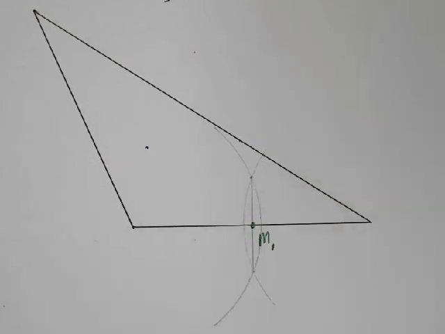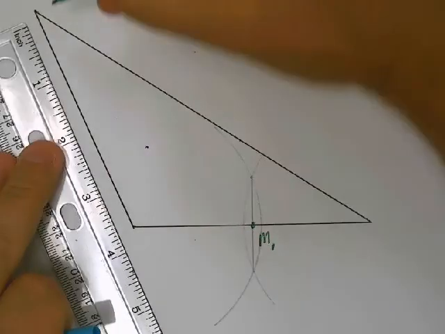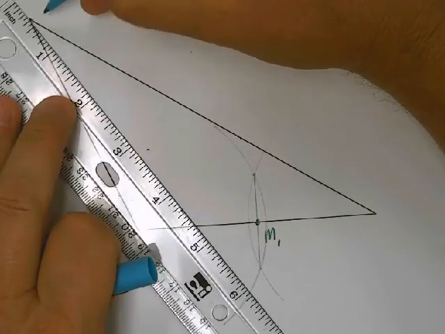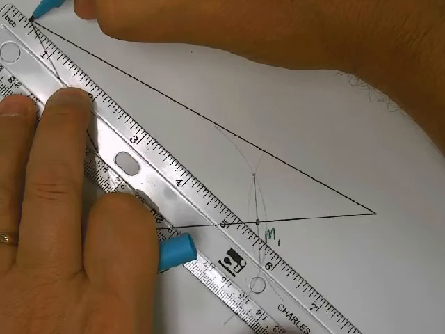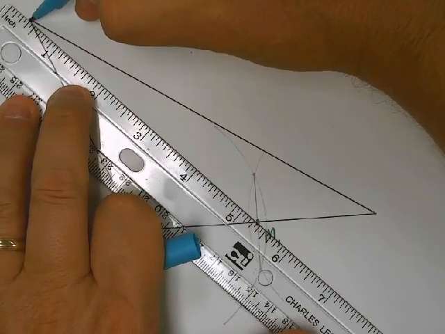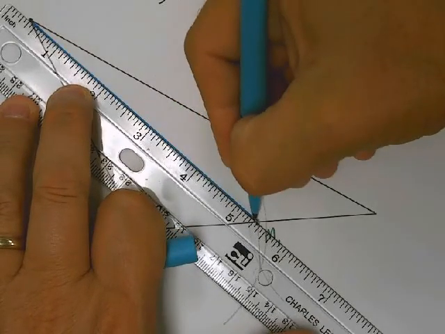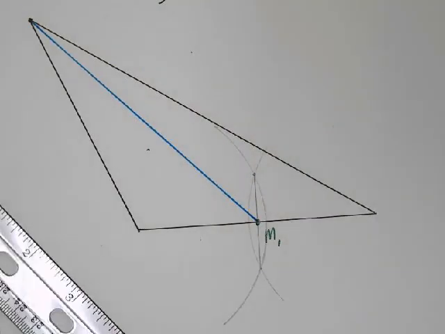M1. I'm going to get a different color. Ooh, yeah, this one shows up pretty good. We'll do blue. Now we go from the midpoint to the vertex of the opposite side. And there's the median.